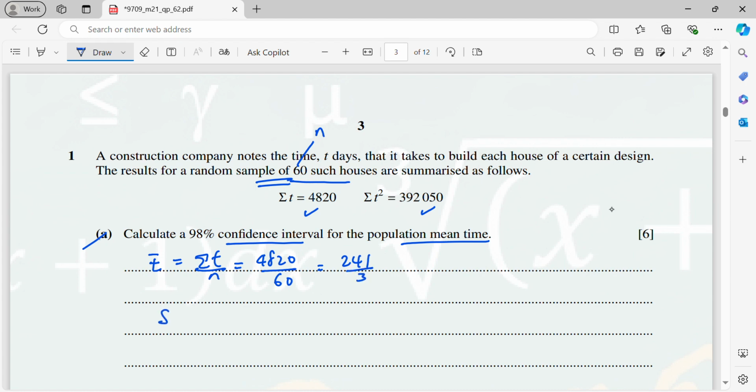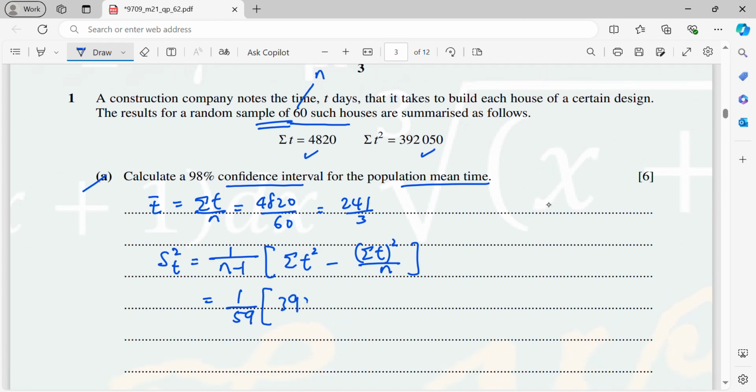Now the sample variance will be 1 over n minus 1 multiplied with summation t squared minus the square of the summation t, then over n. That means here it will be 1 over 59 multiplied with 392050 minus the square of 4820, then over 60. And then this is going to be 14530 over 127. I'll leave it in fraction.